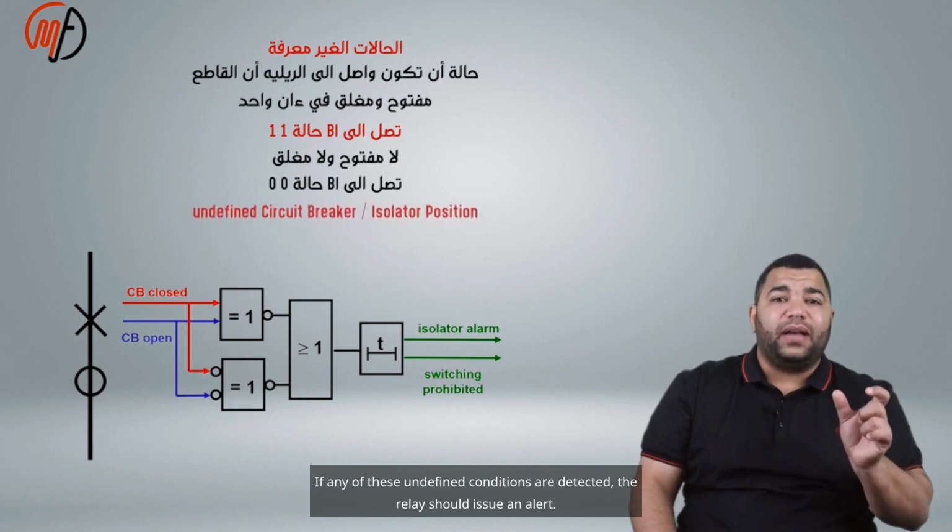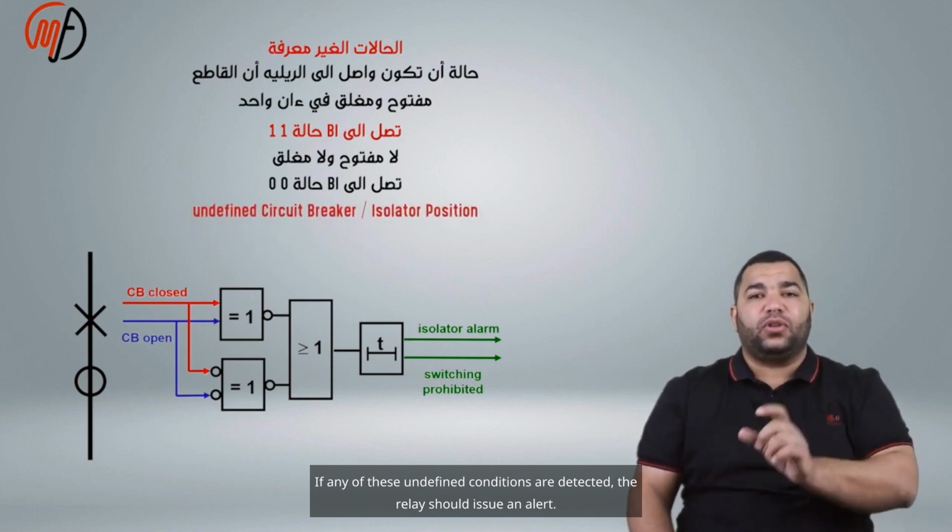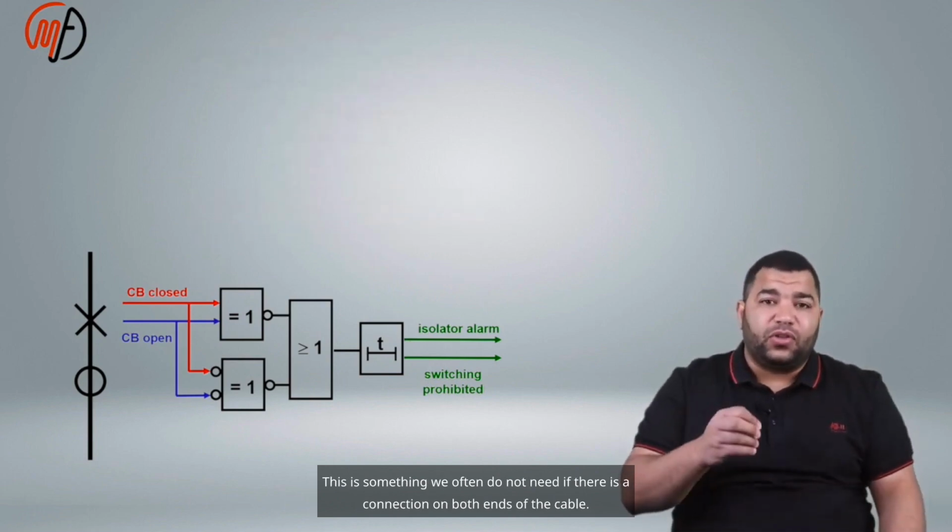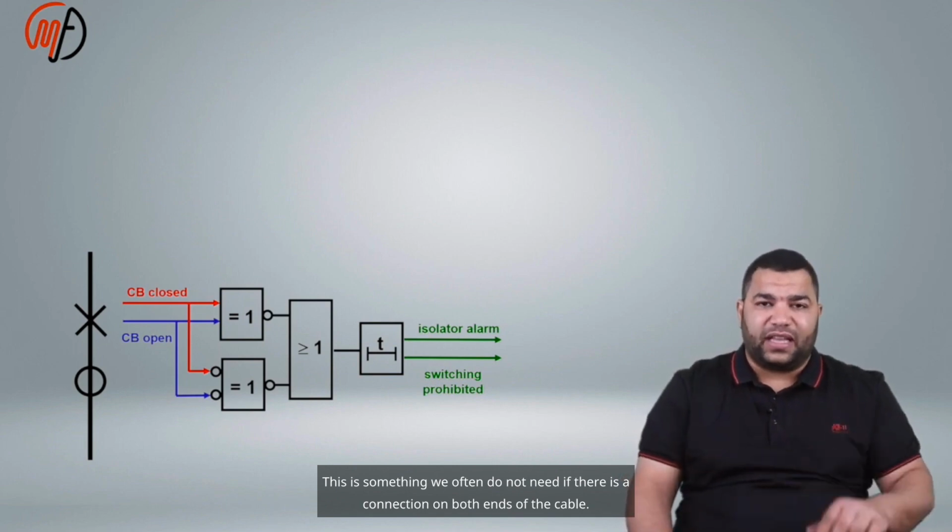If any of these undefined conditions are detected, the relay should issue an alert. This is something we often do not need if there is a connection on both ends of the cable.